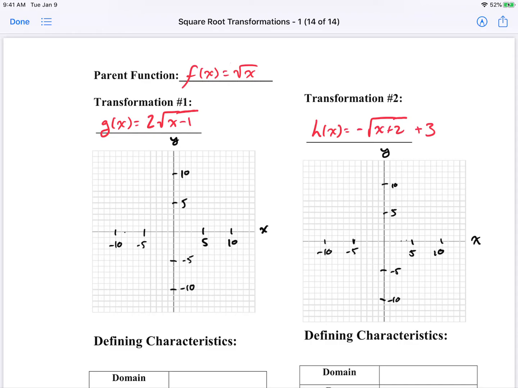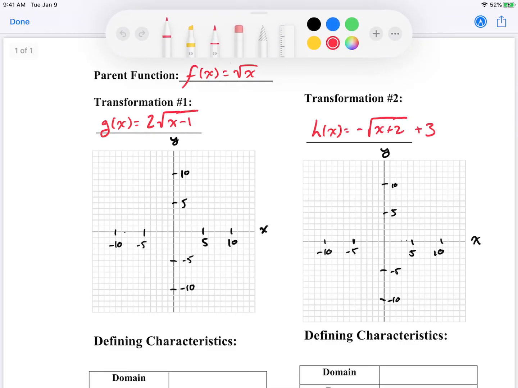All right. So if I'm going to graph g of x, this very first one, again, the parent function is the square root of x. If you ever feel like you want to have the parent function on there, please feel free. For example, I could plot the parent function, which is 0, 0, 1, 1, then 4, 2, then 9, 3. I'll just do a little dotted line to represent it. So this is my parent function.